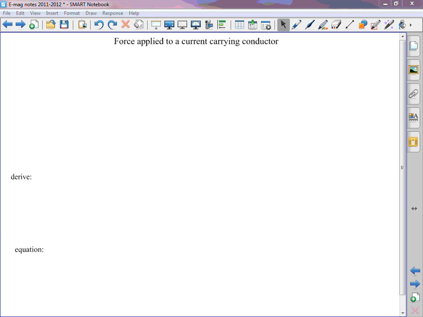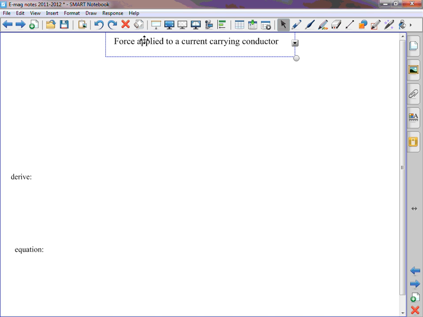Hey guys, this is the second lesson for where we're going here, and this video will end up being a lot shorter than the last since we've already got all the introduction out of the way, and it's also going to be very related to things that we've already done. In fact, where we're going here, force applied to a current carrying conductor, if you really think about it, it should make a lot of sense, right?